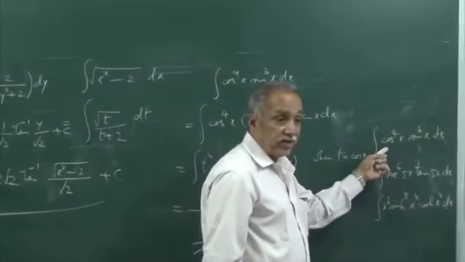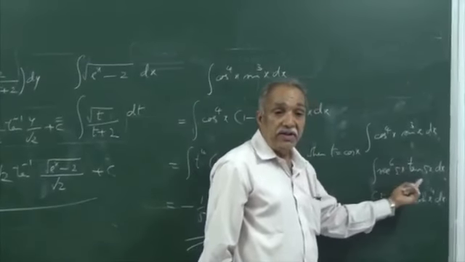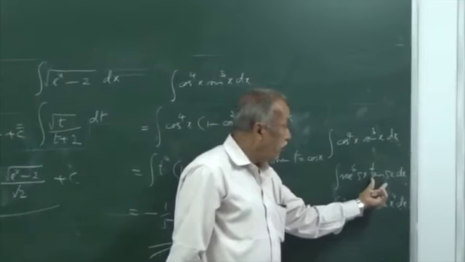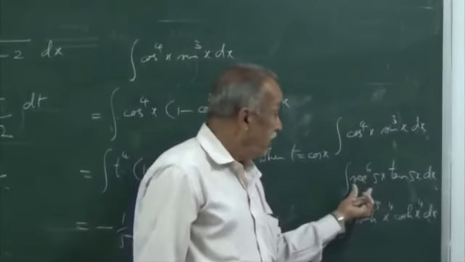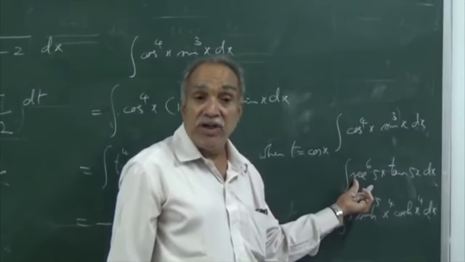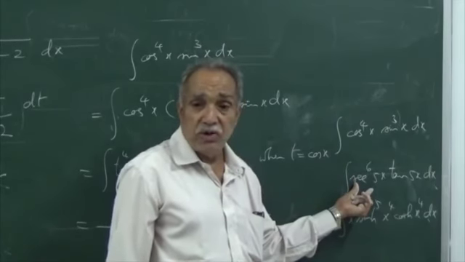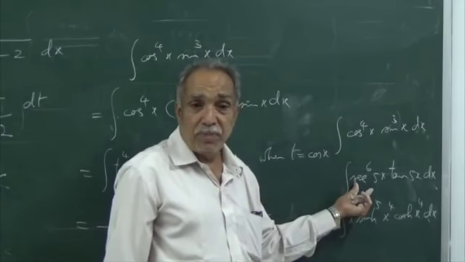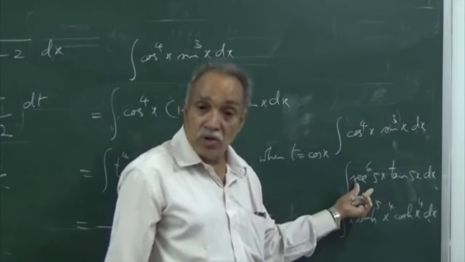Similar to the previous. The only difference is that the functions involved are secant and tan. For tan, what is the derivative? Secant square. But you have surplus secant here. Secant power 4 is surplus. Can it be converted into a function of tan? Yes, you can do. It will be (1 + tan²) whole square.